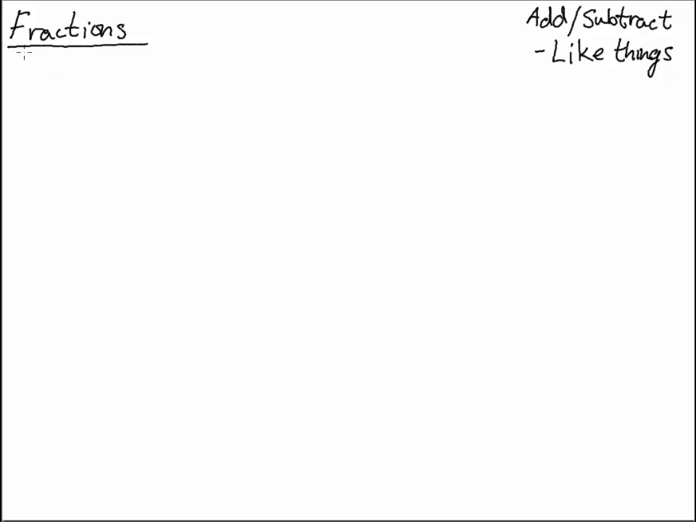Here we are going to talk about fractions and particularly how to add and subtract things that already have like denominators. So let's talk first of all, we've got adding and subtracting. In general, you can only do that with like things. 2 pigs plus 3 pigs, it's 5 pigs. 2 pigs plus 3 penguins, it's 2 pigs and 3 penguins. You can't do it.